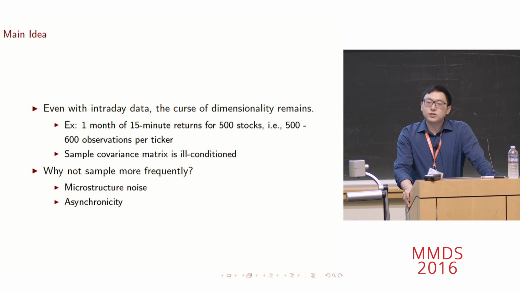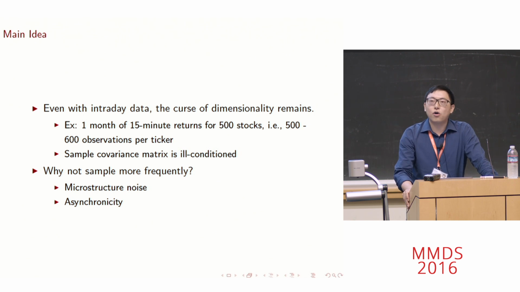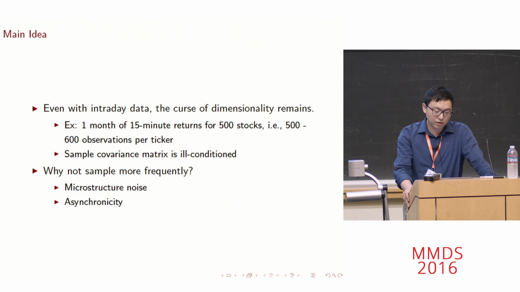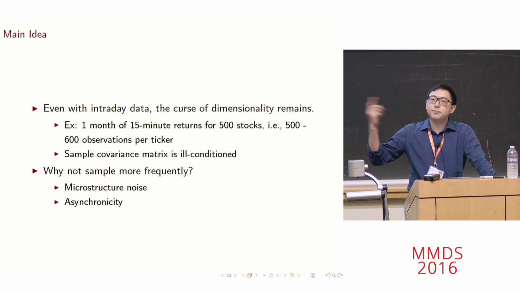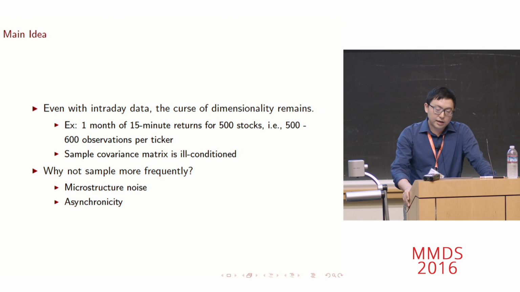So you might wonder why not sample more frequently, such as using a frequency as high as 1 second. Well, the problem is the microstructure noise. In theory, the transaction prices should follow a random walk, or in continuous time are semi-martingale. But in reality, the transaction prices jump back and forth between bid price and ask price. As a result, there is a considerable amount of noise in the transaction level data. So therefore, we cannot use the highest frequency available.